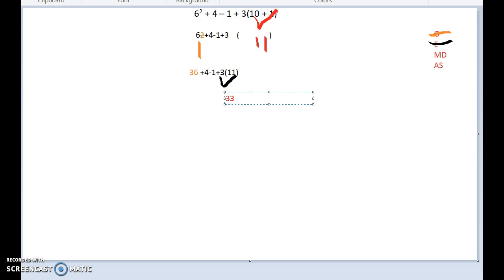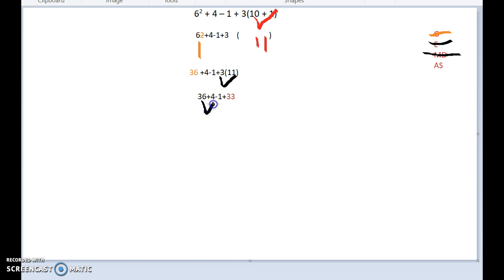So let's try and figure out what was before that. There's a 36 plus 4 take away 1 plus 33. I'll move that over, if it lets me. Okay. So we've done grouping symbols, exponents, multiplication, division. I have a plus, a minus, and a plus. So what I like about this is I am just going to read them from left to right.